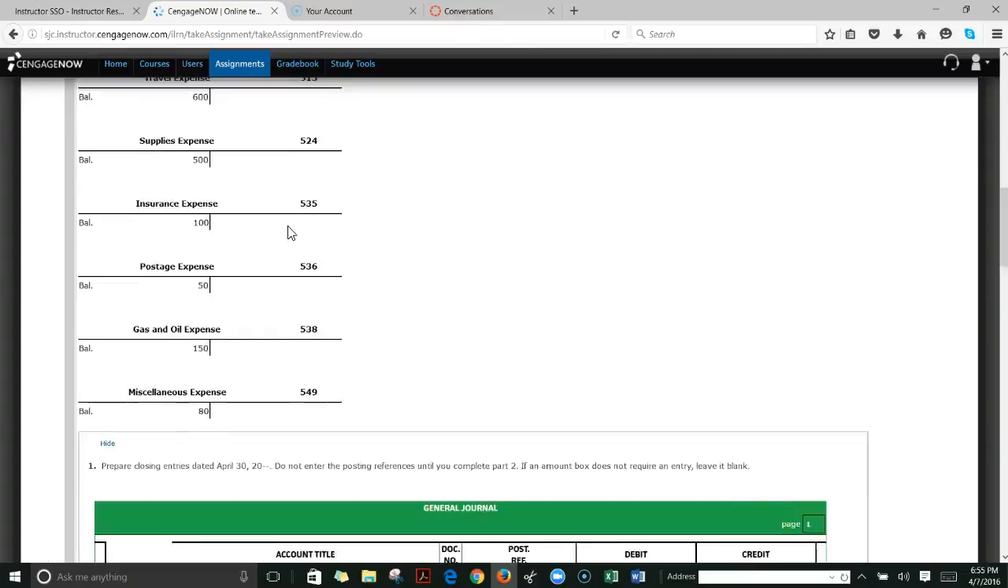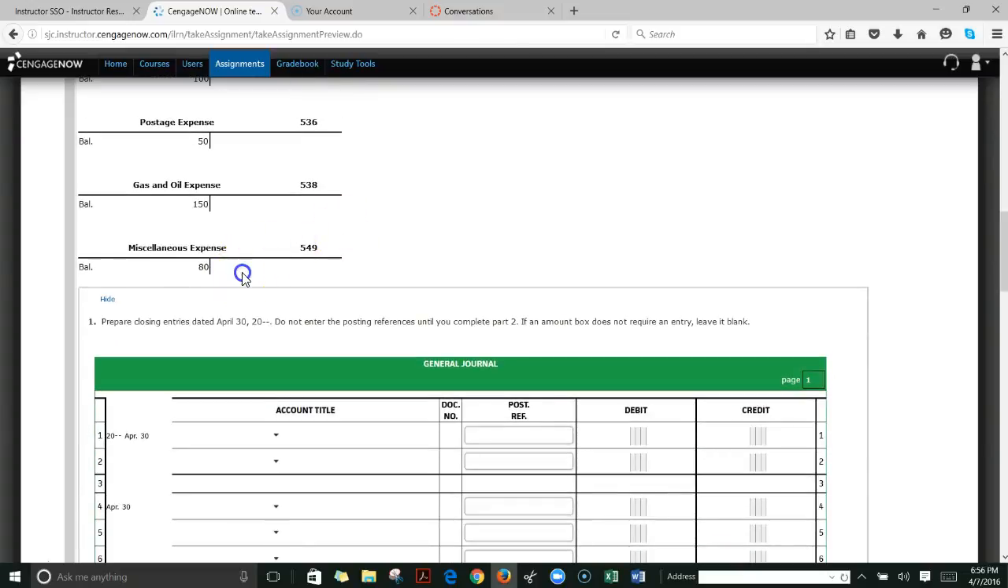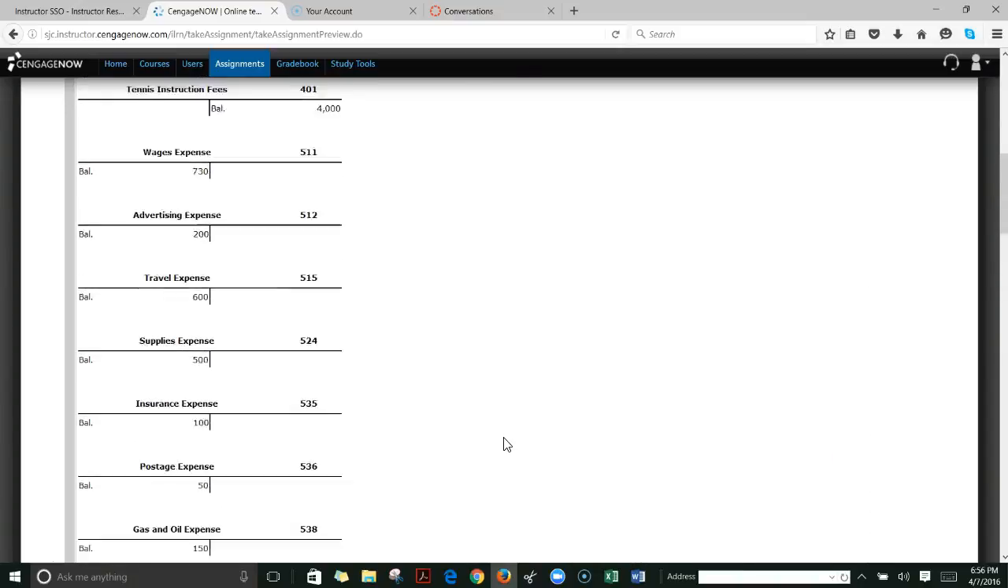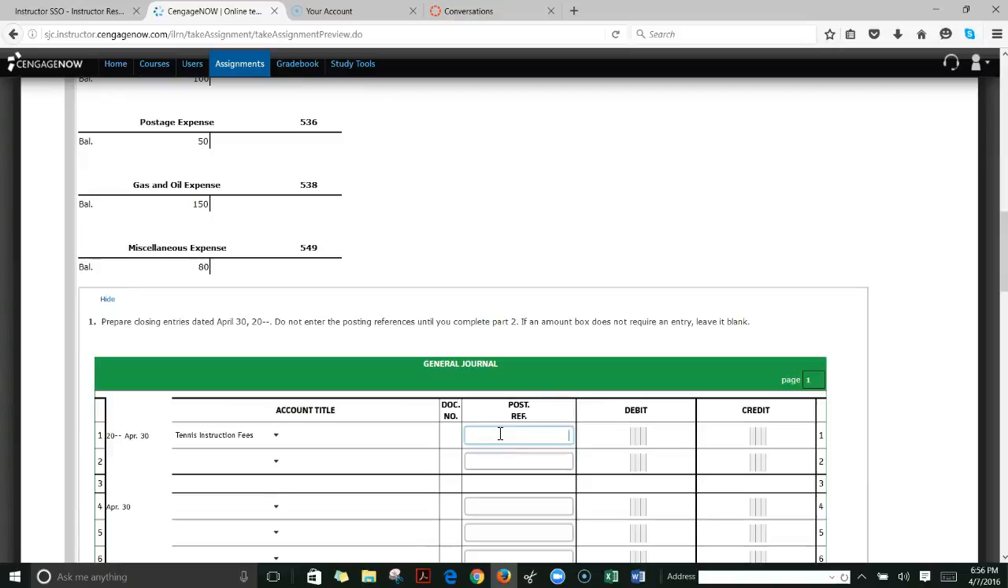So what we want to do is go down here, and if it has a credit balance, then we need to do the opposite to close it. So we debit for the first time and the only time tennis instruction fees, unless we have something weird happen. So we debit $4,000, and we're going to credit that temporary income summary account so we can see what effect it has on capital. And it's a credit because it increases capital.